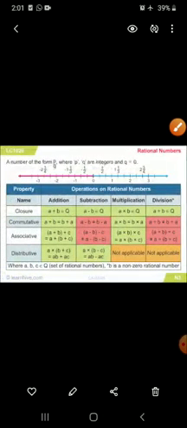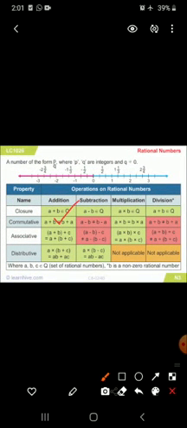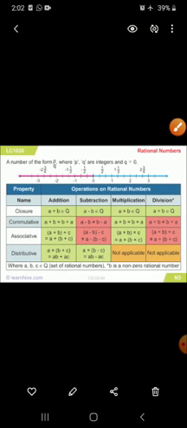Let us see the table now. Again, I told you that in addition it is satisfied, a plus b is equal to b plus a. But in subtraction it is not satisfied, a minus b is not equal to b minus a. In multiplication it is satisfied, and in division it is not satisfied.